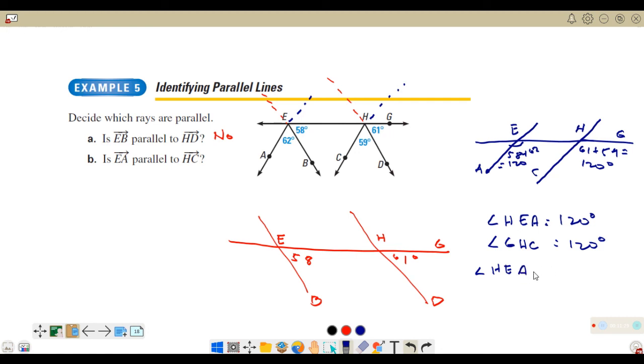HEA and GHC are corresponding. Meron tayong converse ng corresponding angles postulate, which states that if the corresponding angles are congruent, then the lines are parallel. Since they are congruent, the answer here is yes. Okay?